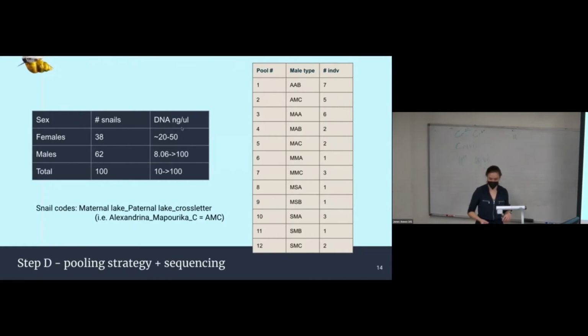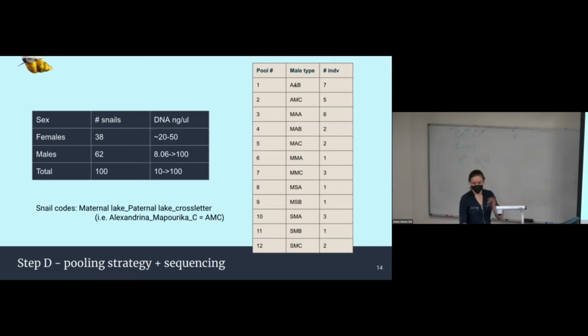So then we had to do our pooling strategy and actually run our sequencer, right? So this is just the results we kind of got. I have DNA extractions from 100 snails. Currently, the females are around 20 to 50 nanograms per microliter, and the males range from 8 to over 100. So we're expecting, as I do more quantification of the females, that we should have between 10 and over 100 nanograms per microliter for all of our different snails, 100 snails.